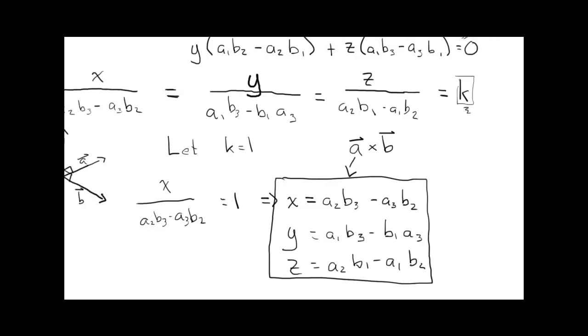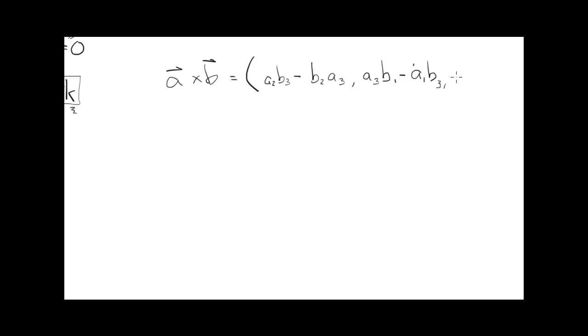So let's just write that down as a nice rule. A cross B is equal to, the x coordinate is a2 b3 minus b2 a3. The y coordinate is a3 times b1 minus a1 b3, and then the last coordinate is a1 b2 minus a2 b1. Okay, so this is how you do the cross product.